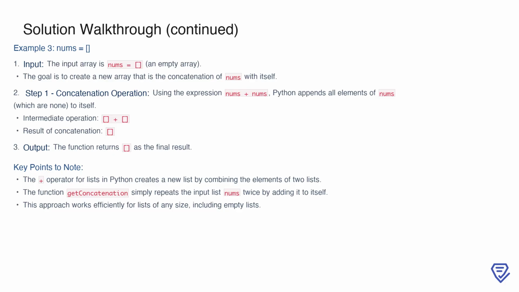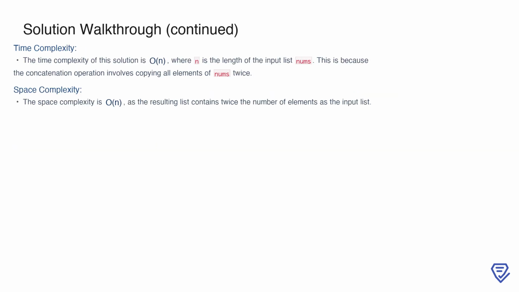From this, we can note that the plus operator in Python works seamlessly even for empty arrays, creating a new list by combining the elements of the two lists, which in this case are none. The function getConcatenation essentially repeats the input list twice by this addition, and it handles lists of any size, including empty ones, efficiently. Finally, let's analyze the performance of this solution.